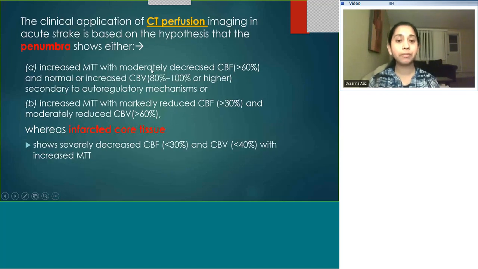So how do we interpret CT perfusion in the light of acute imaging? It is based on the hypothesis that penumbra shows either increased MTT with moderately decreased CBF and a normal or increased CBV secondary to autoregulatory mechanism. This is very, very important for all the residents to understand.